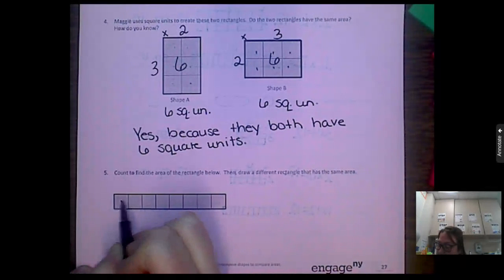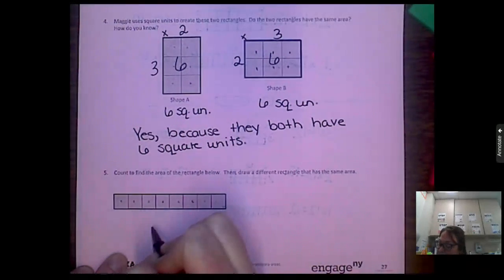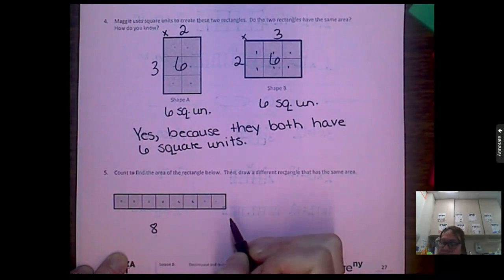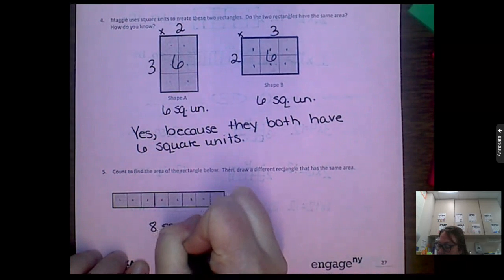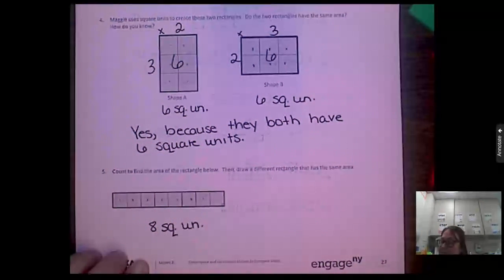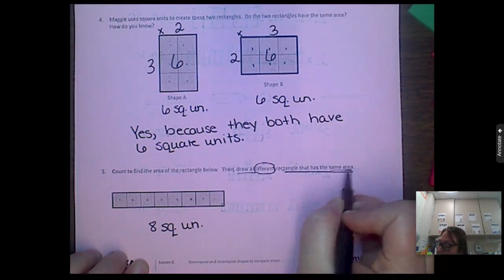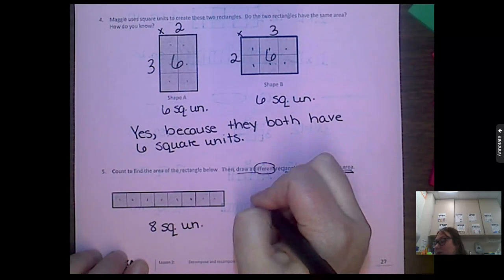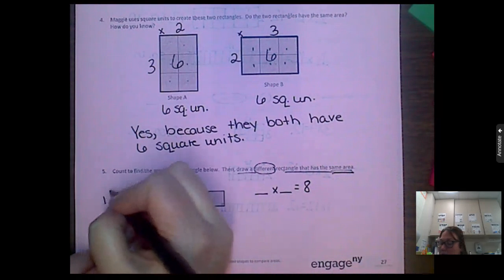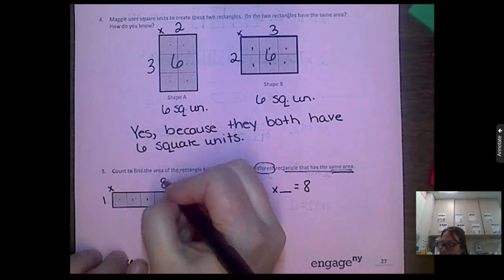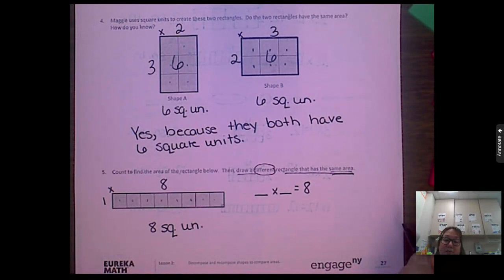So I'm going to count my tiles. I've got 1, 2, 3, 4, 5, 6, 7, 8. Okay, so this would be 8, and it doesn't tell, that looks like centimeters, but since it doesn't say, we'll say square units. And then it says to draw a different rectangle that has the same area. So I want to think, what else? What times what equals 8? So this was 1 times 8, right? Equals 8 because it just had 1 row of 8. Can you think of 2 other numbers that you could multiply to get 8?